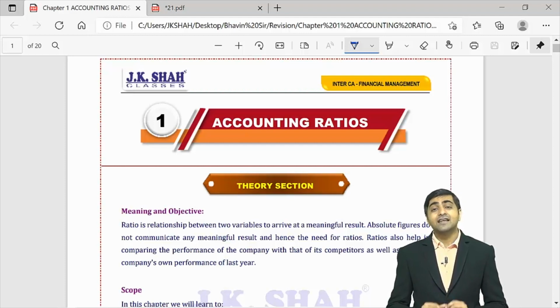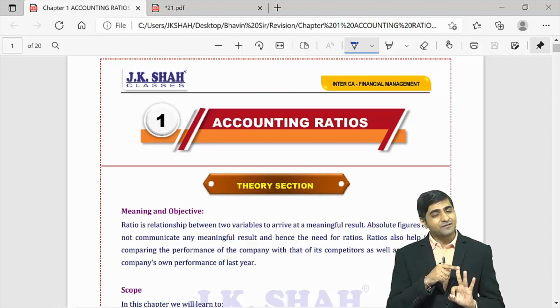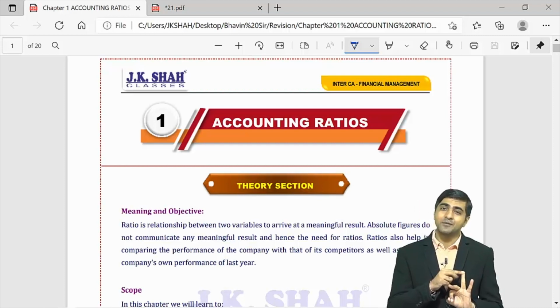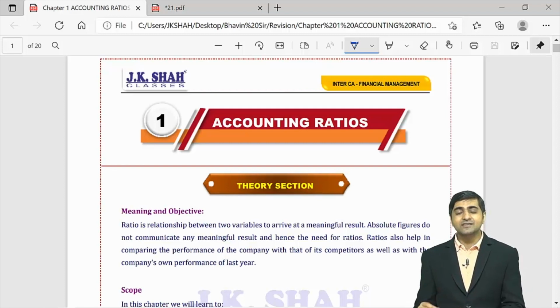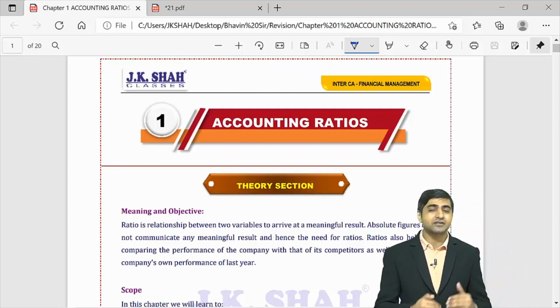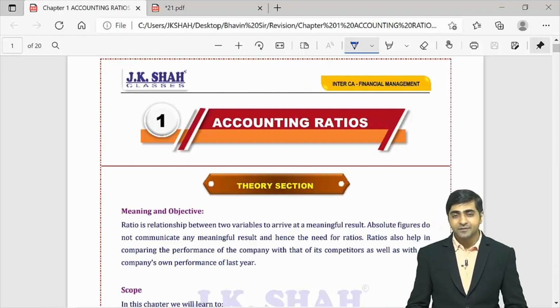So guys, there are 3 types of questions in accounting ratios. The first type is financial statements available, calculate the ratios. Second type is ratios will be given, we have to prepare the financial statements. And third part is calculate the ratios and do analysis and interpretation. So it goes without saying, all the 3 types of questions are part of your JKSE textbook, and at the time of revision, I'll help you to understand which question belongs to which particular type.